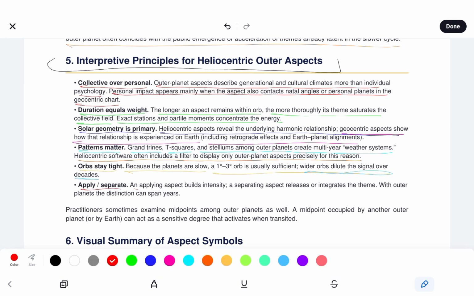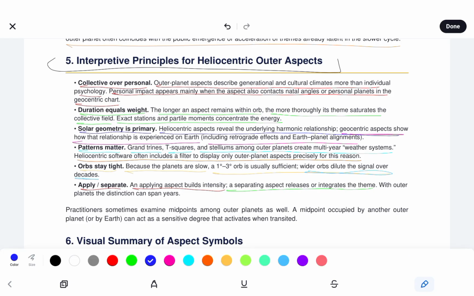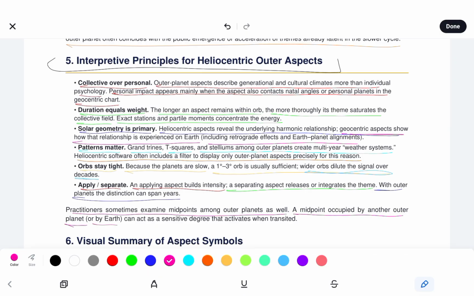Applying versus separating: an applying aspect builds intensity, while a separating aspect releases or integrates the theme. With outer planets, the distinction can span years. Practitioners sometimes examine midpoints among outer planets as well. A midpoint occupied by another outer planet or by Earth can act as a sensitive degree that activates when transited.